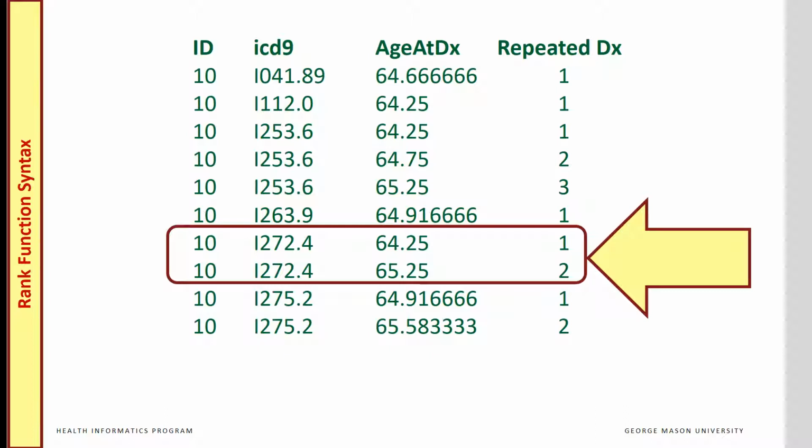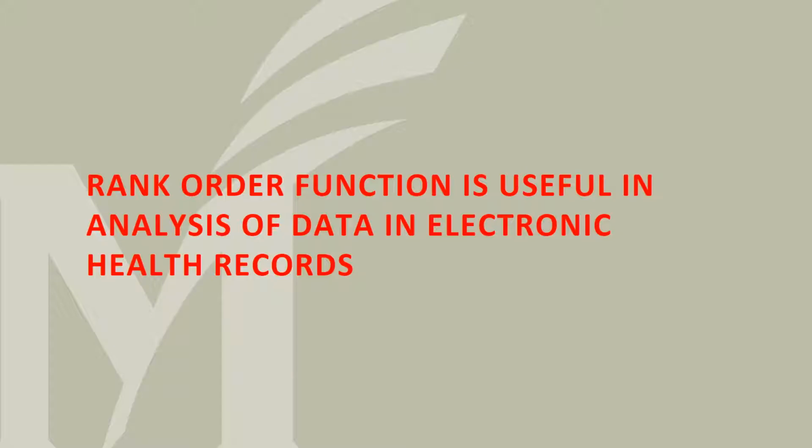Repetition also occurs for disease 272.4, which is unspecified hyperlipidemia. This section described the rank order function. This function is useful in analysis of data in electronic health records.